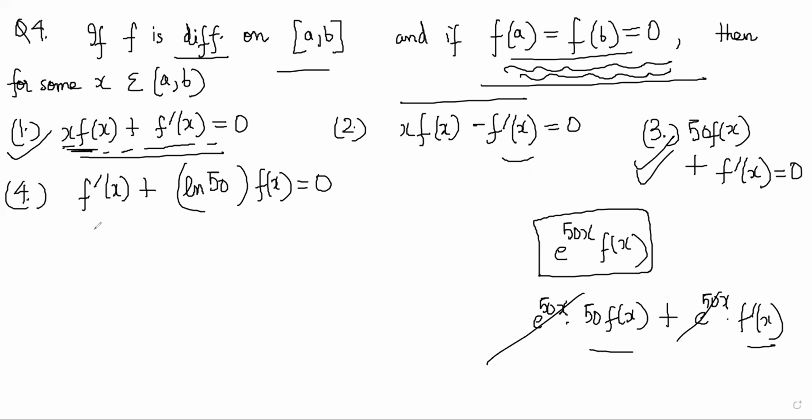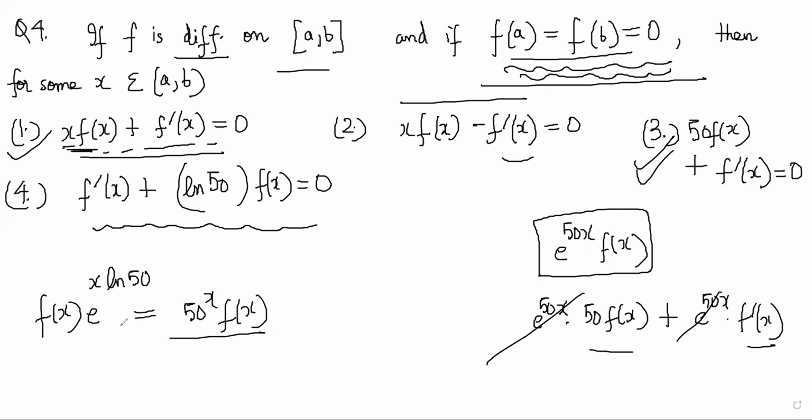And in this one, similarly, ln 50 has come. So e power ln 50 x, which is basically multiplied by f of x, so it is basically 50 power x f of x. Because e power ln 50 power x is 50 power x. When you do this function, again it will come.